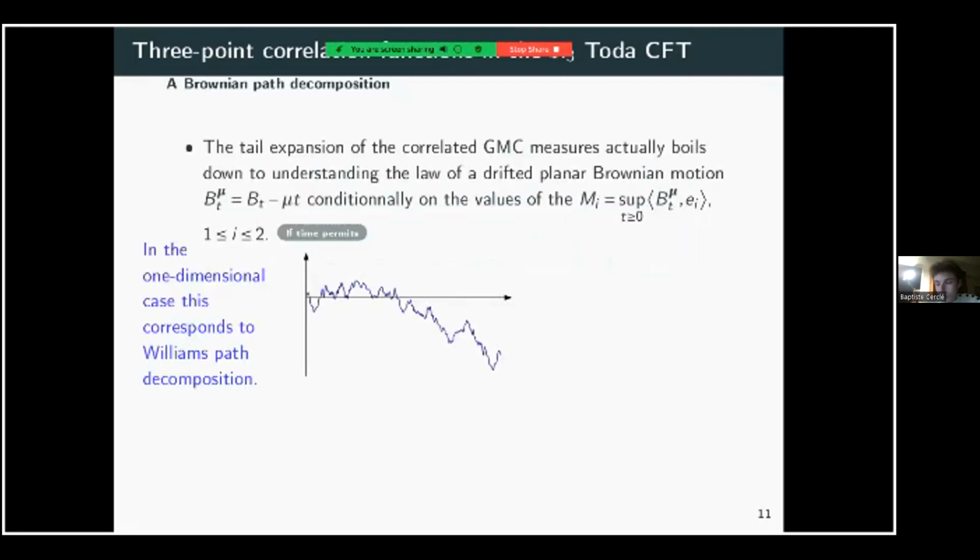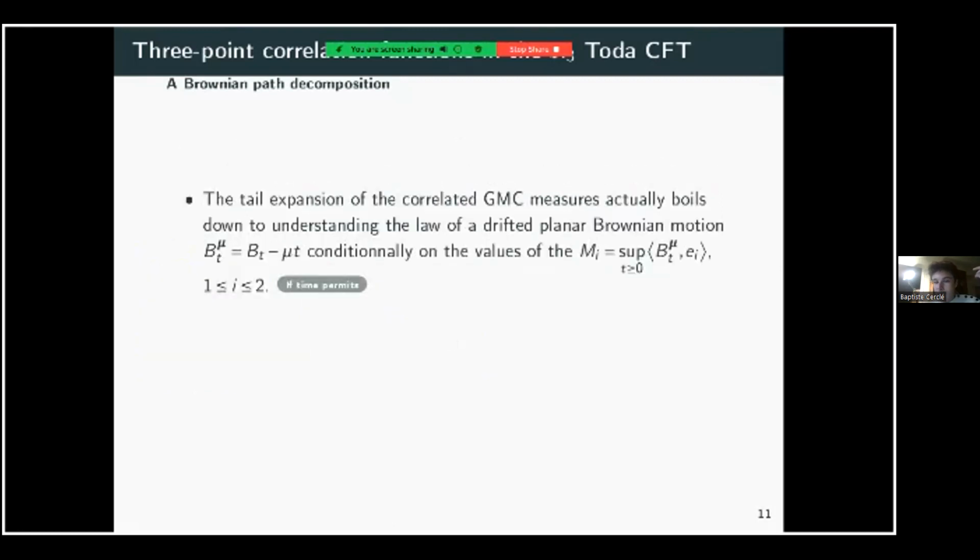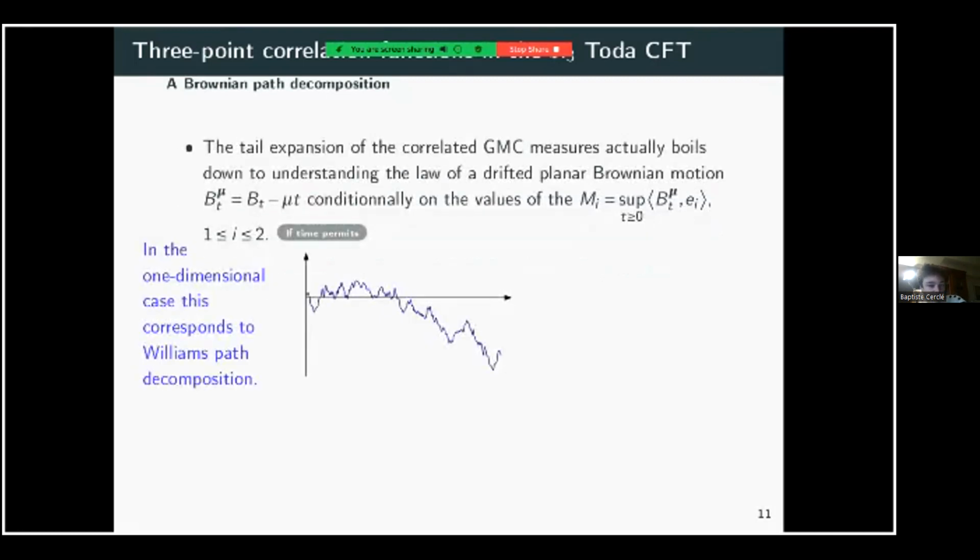So if you want to understand the expansion of GMC measures, you want to understand the maximum of this process, this drifted Brownian motion. What you do is condition on the value of this maximum, and then you want to understand the law of the process conditioned on the value of this maximum. In the one-dimensional case, this is just Williams path decomposition. Here I have a simple case: a Brownian motion with negative drift.